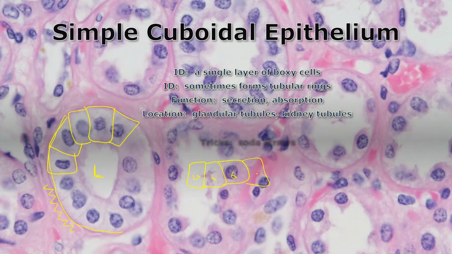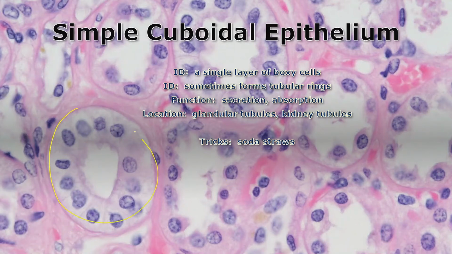Location: glands, glandular tubules. Kidneys, kidney tubules, again, tubes. And if these look like soda straws to you, they do to me also. So if I could get rid of this ink and say, here's a soda straw, and here's a soda straw, it's like you've grabbed a handful of straws, and you're looking down through all the lumens. And you can see the ring structure there.